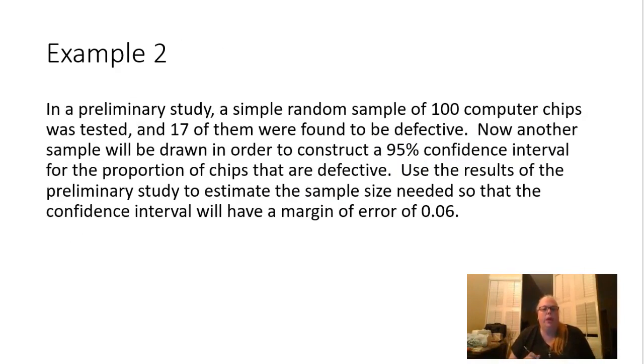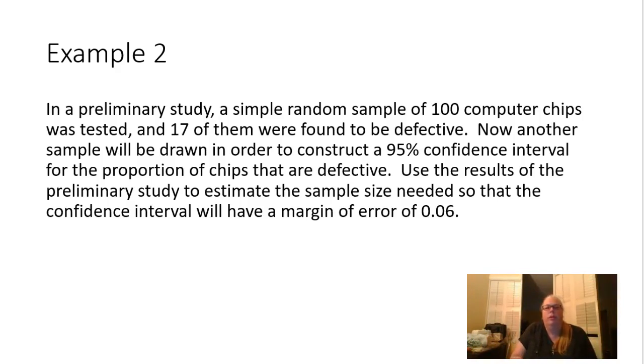Example 2. In a preliminary study, a simple random sample of 100 computer chips was tested, and 17 of them were found to be defective. Now, another sample will be drawn in order to construct a 95% confidence interval for the proportion of chips that are defective. Use the results of the preliminary study to estimate the sample size needed so that the confidence interval will have a margin of error of 0.06.